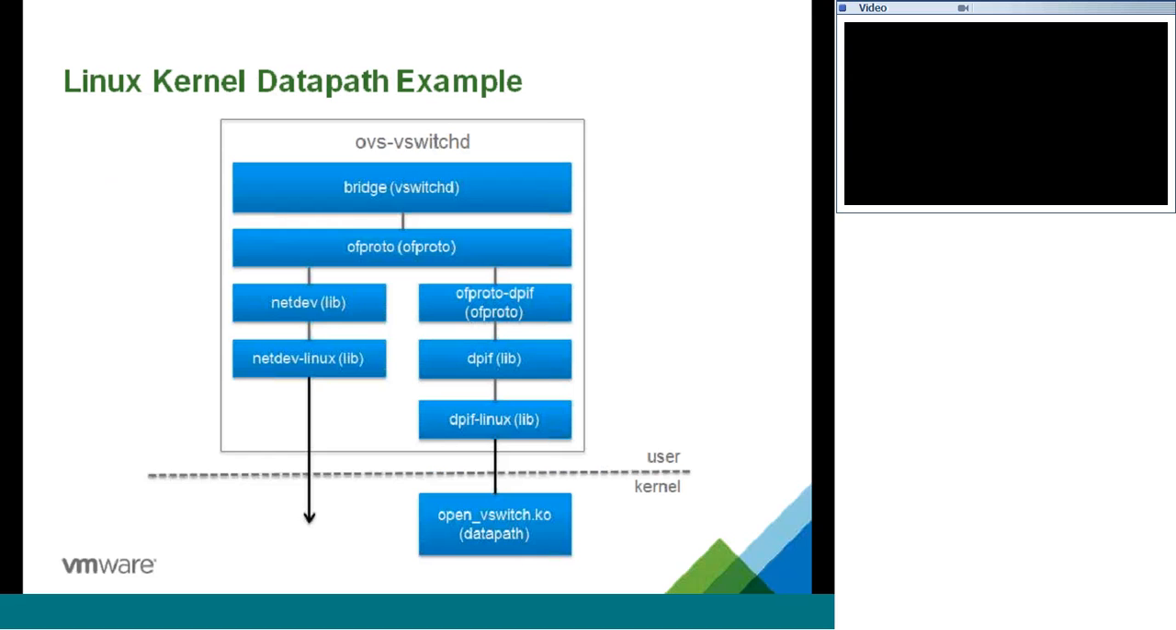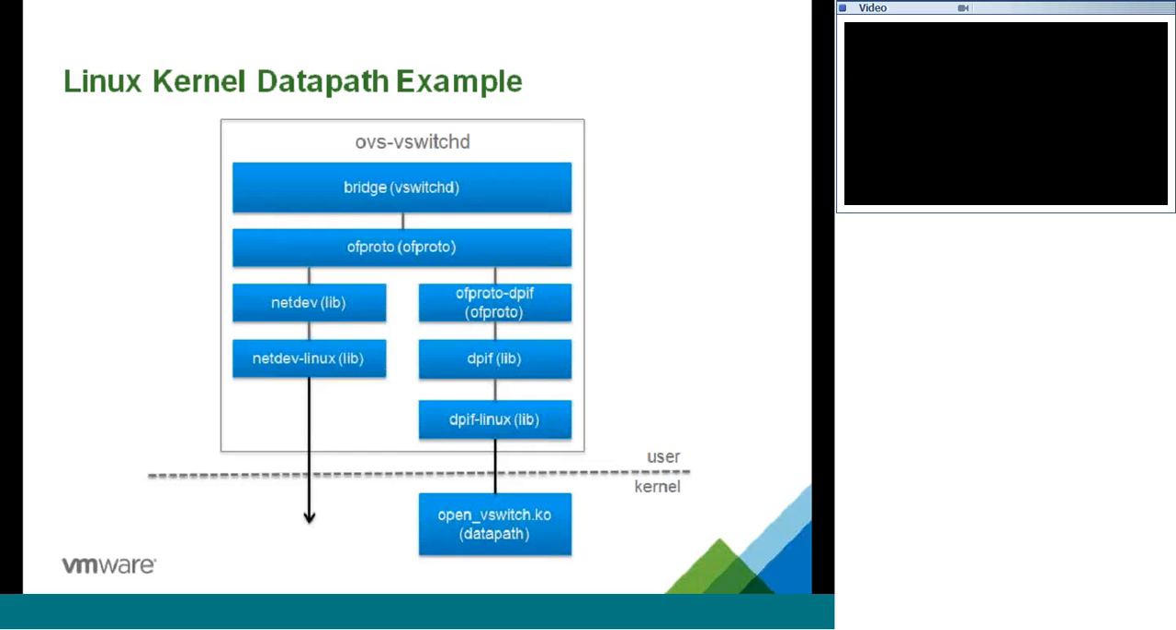vSwitch talks to the OF proto layer, and then the OF proto layer speaks to these two separate branches. On the left side, you have the NetDev side, which actually talks to the network devices. For example, when you want to determine the speed of an interface, or send a packet out of an interface, it can use this NetDev library. And then on the other side is the OF proto DPIF, which is the actual forwarding logic. So it has the table that describes what to do with the packets.